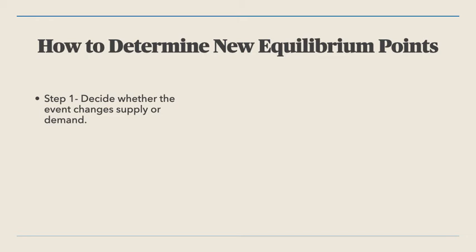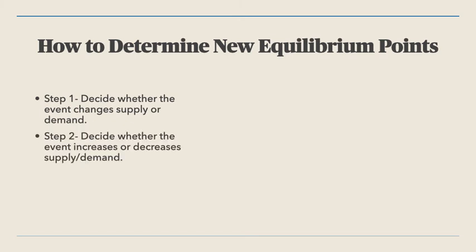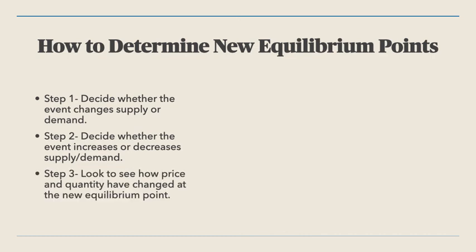So first off, there's basically 3 steps. Step 1, figure out whether the event that happened is going to change supply or demand, right? Is this something that's going to change the amount supplied, or is this something that's going to change the amount that is demanded? This is going to increase supply or demand, decrease supply or demand. Next, you have to figure out, once you know it's going to affect demand or supply, is it going to increase it or decrease it? Then you will look to see how price and quantity have changed.